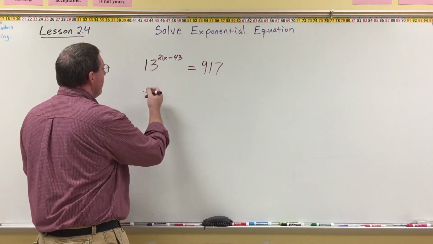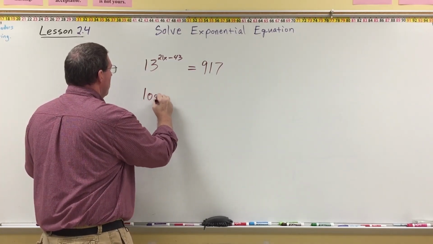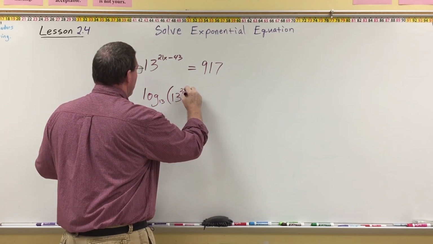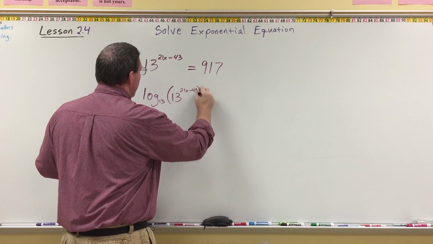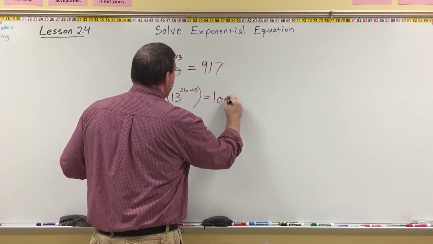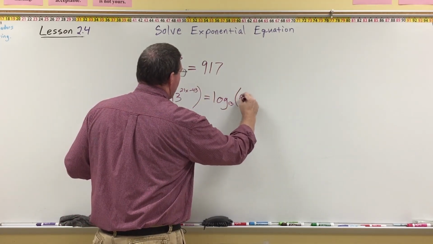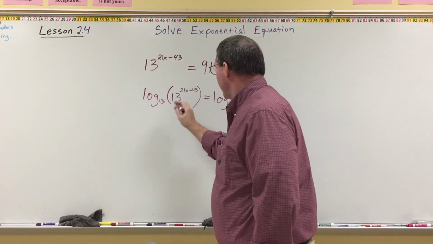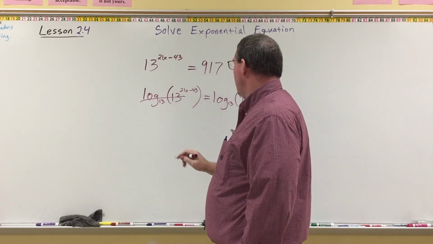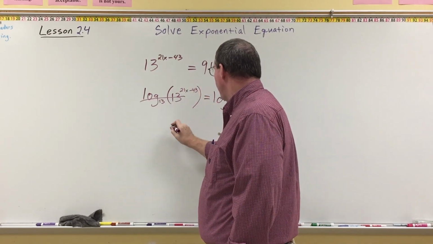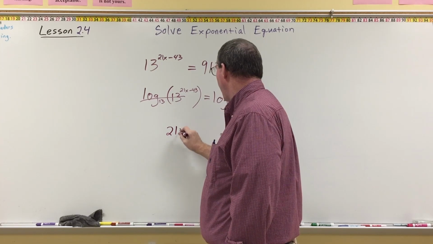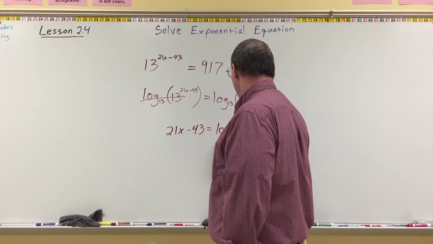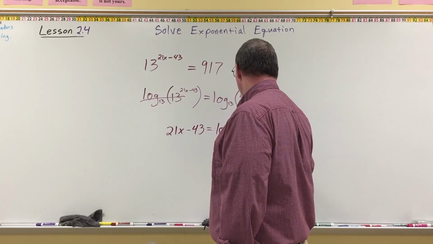All right, so we want to cancel a base of 13. So we're going to go log base 13 of 13 to the power of 21x minus 43 equals log base 13 of 917, okay? And then over here, we're going to cancel the log base 13 of 13, and we're going to bring the whole exponent down. 21x minus 43 is equal to log base 13 of 917.